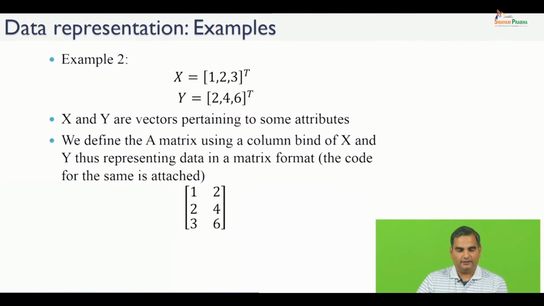Let's take another example. Let's say I have two vectors, x is [1 2 3] transpose and y is [2 4 6]. Let's say x is some variable that you have measured and y is some other variable you have measured, and the three values could represent the three sampling points at which you measured these.